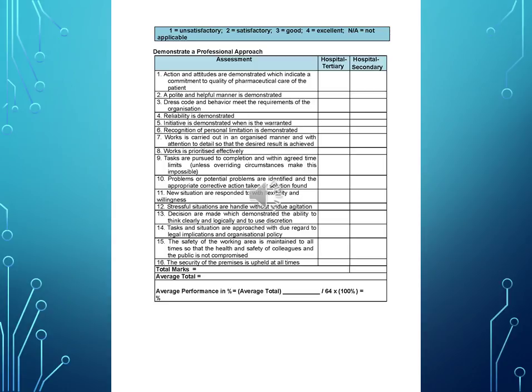1 equals unsatisfactory, 2 equals satisfactory, 3 equals good, 4 equals excellent, N/A equals not demonstrated. Demonstrate a professional approach. Assessment: hospital tertiary, hospital secondary. 1. Actions and attitudes are demonstrated which indicate a commitment to quality of pharmaceutical care of the patient. 2. A polite and helpful manner is demonstrated. 3. Dress code and behavior meet the requirements of the organization. 4. Reliability is demonstrated. 5. Initiative is demonstrated when warranted. 6. Recognition of personal limitation is demonstrated.